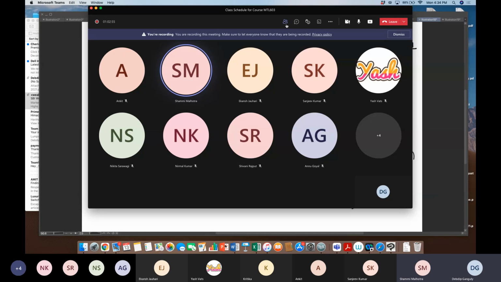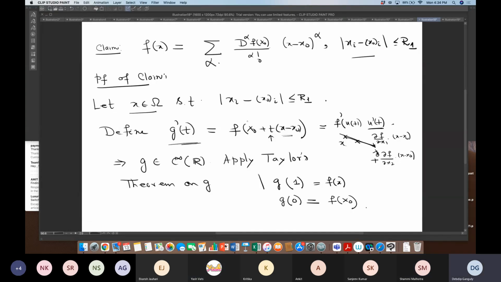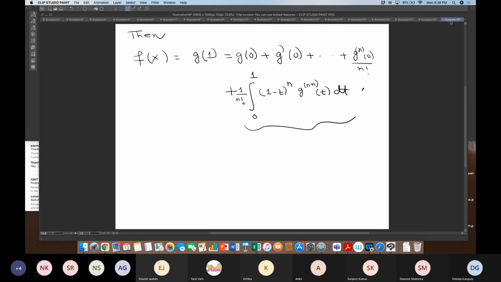Yash, Shivani, Annu, you don't remember the chain rule? Yes, sir, we remember. Then why did you say just f prime of x plus? So where will this be? And what is f prime? It is del f by del x1 plus del f by del x2 into u prime t, plus del f by... Remember, right? Yes or no? Yes, sir. Okay.